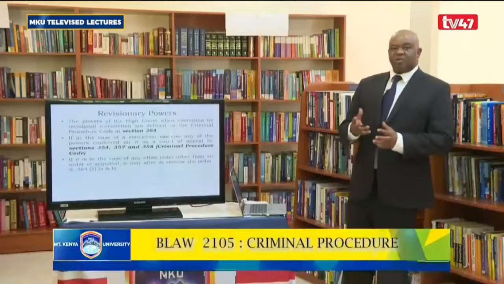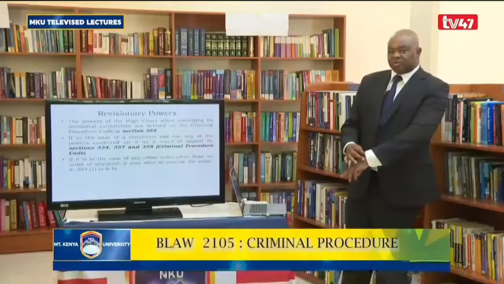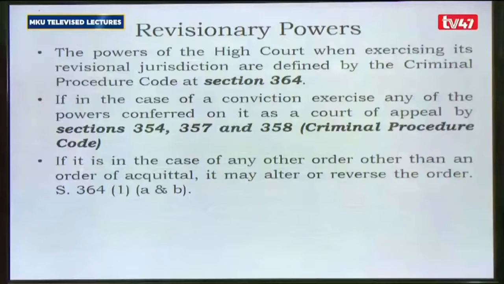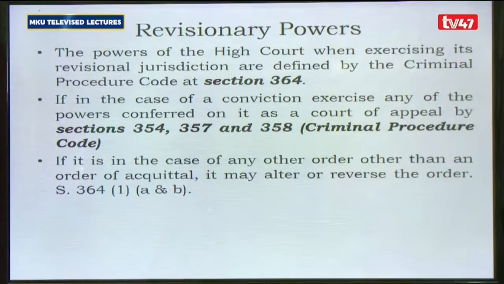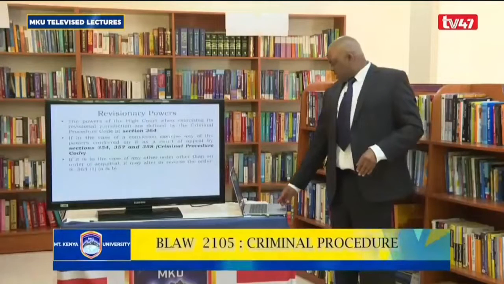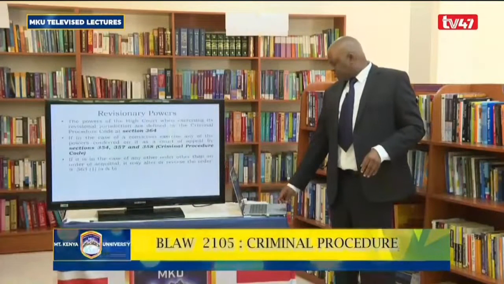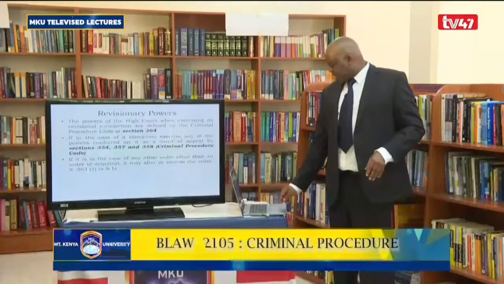Then the High Court, while exercising this power pursuant to Section 364, can also exercise the powers under Sections 354, 357, and 358 in respect of an appellate court, whereby it can either remit the matter back to the lower court, or order a new trial, or take additional evidence, or increase the sentence, or reduce the sentence, quash the sentence, or alter it. And of course, it can also reverse or alter, as stated.